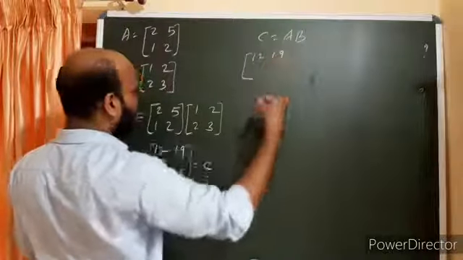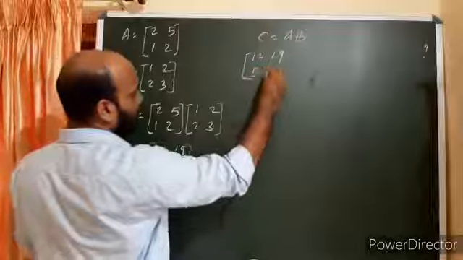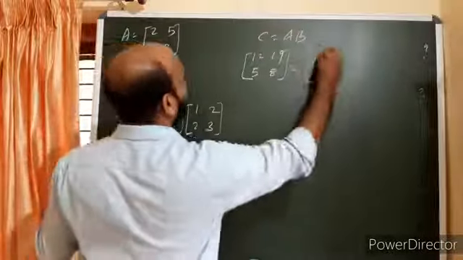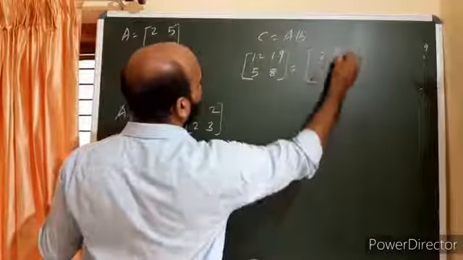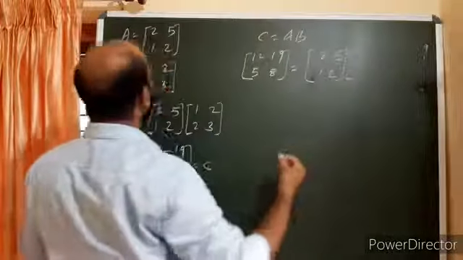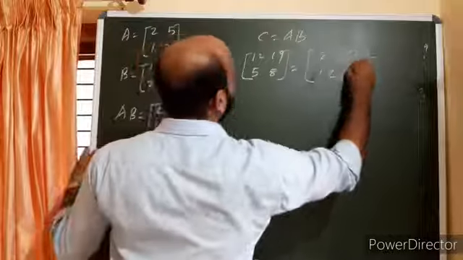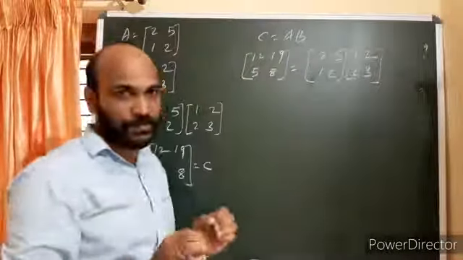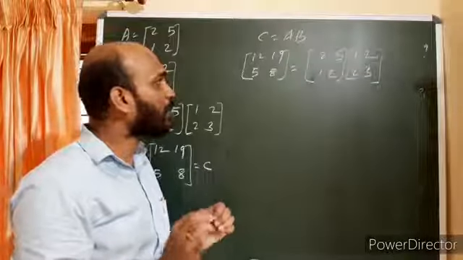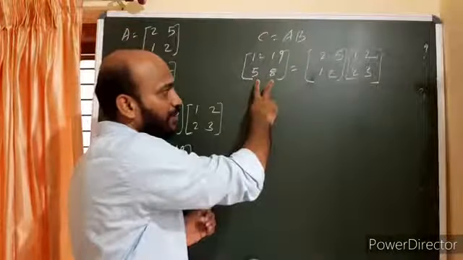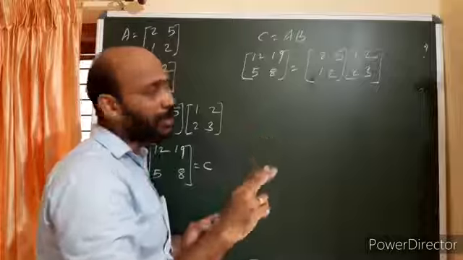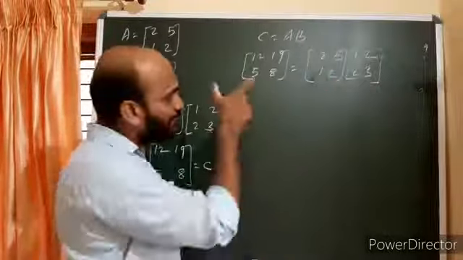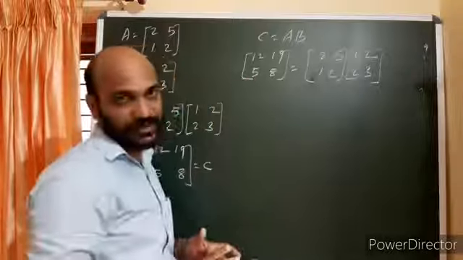12, 19, 5, 8 is equal to 2, 5, 1, 2 into 1, 2, 2, 3. Now this is the rule. If you are using elementary row operation on the left hand side, that same elementary row operation you have to use on the first matrix on the right hand side. Otherwise, the left hand side will not be equal to the right hand side.